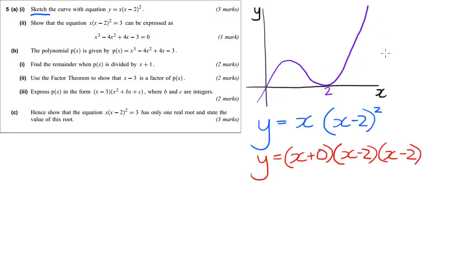And this is just our function. That's what we need to do. We can label it if we want. We can say y equals x (x minus 2) squared, but that's all we need for the 3 marks there. So that's that one done.